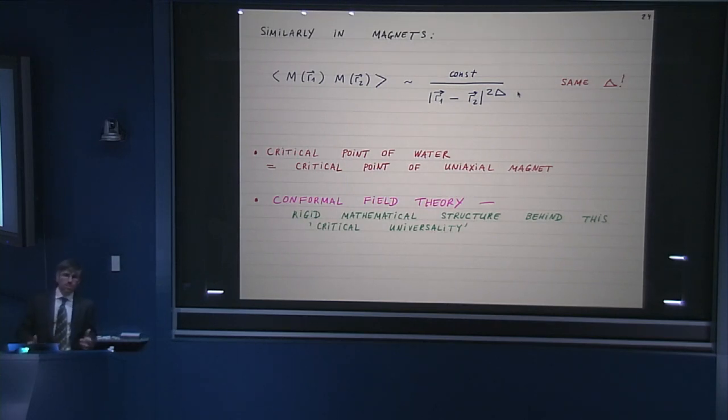There can be only one explanation: there is some rigid mathematical structure which describes these critical points. So we have to look for the structure. And this structure is called conformal field theory. I'm going to say some words about it as we proceed. So this is the structure behind this critical universality.